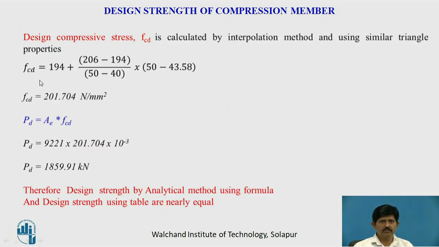Putting the values, the Fcd value will be 201.704, and again the design strength equals the area of the member into Fcd, the design compressive stress. So 9221 into 201.704 into 10 raised to minus 3 gives 1859.91 kilonewton as the design compressive strength. Therefore, the design strength by the analytical method using the formula and the design strength using the table are nearly equal.